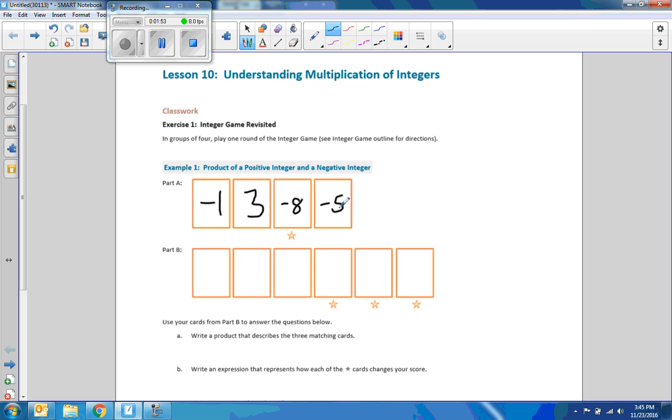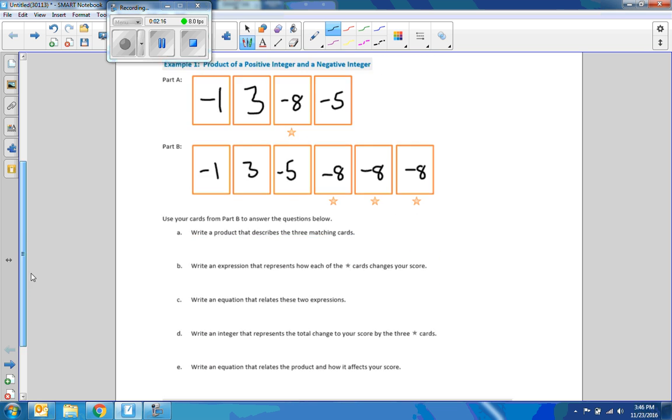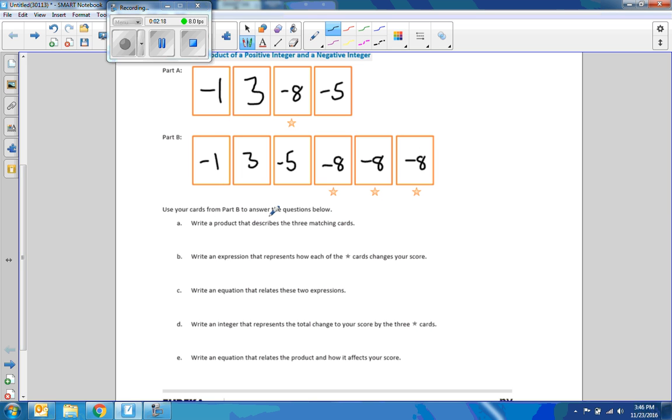So step 1, you're supposed to copy from part A the number we got in the starred box where all the stars are. So I'm going to put -8 here 3 times. Then I'm going to bring down my -1, my 3, and my -5. So I have -1, 3, -5, and the starred -8 3 times. That was part B. Now it says use your cards from part B to answer the questions below. It says write a product that describes the 3 matching cards.